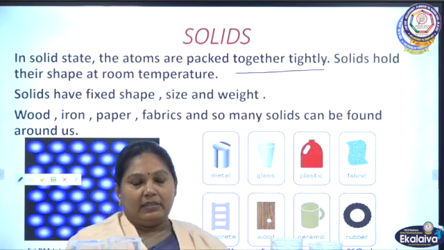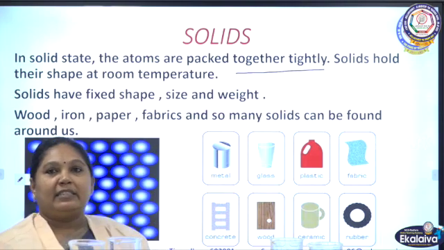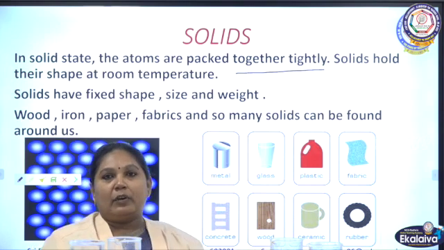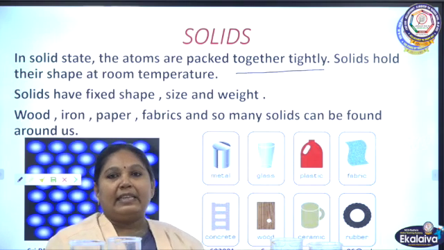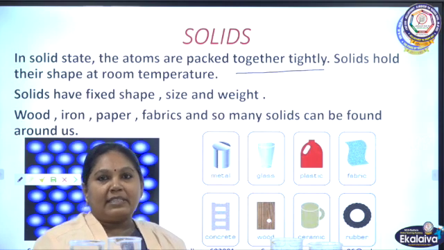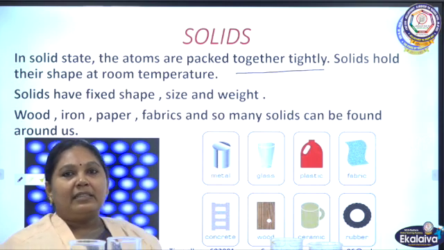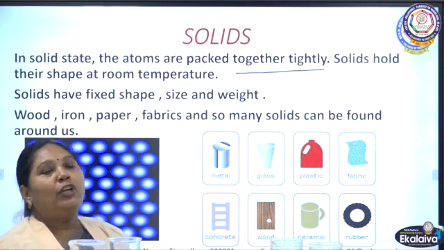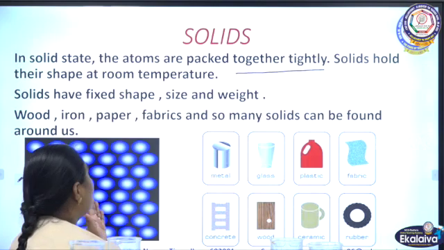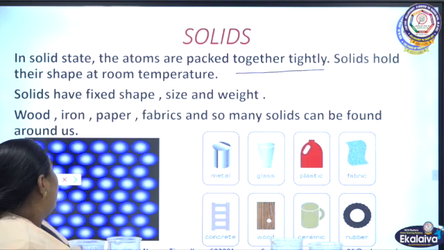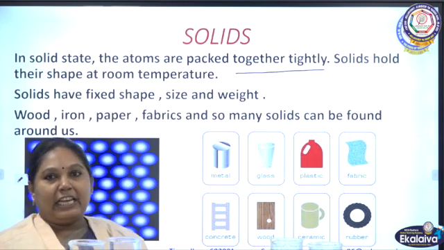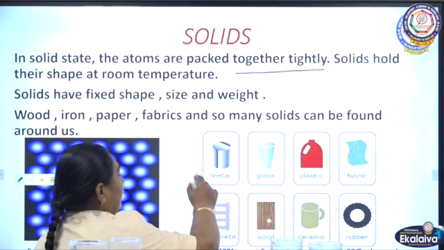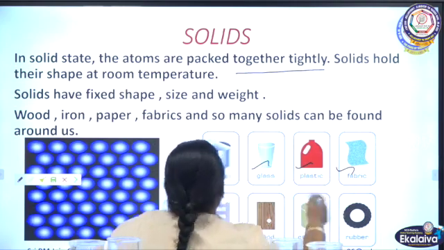Solids can hold their shape at room temperature. If you keep a book or a pen or a pencil on a table, and you see it the next day, it will be of the same size and shape. From this, we know that solids can hold their shapes at room temperature. Solids have fixed shape, size and weight. For example, metals, glass, plastics, fabrics, etc.